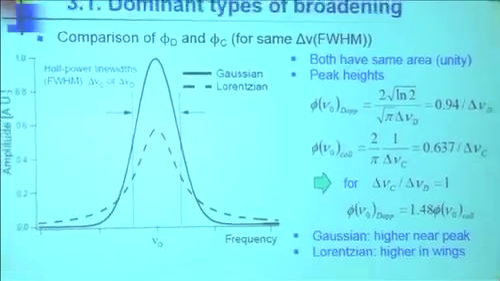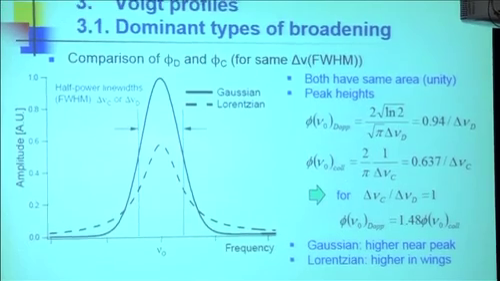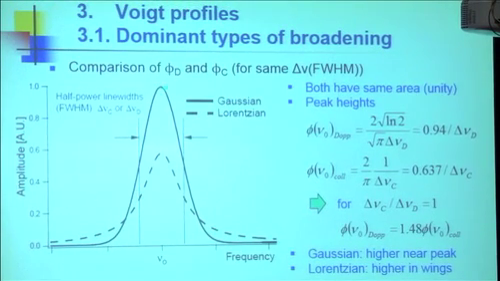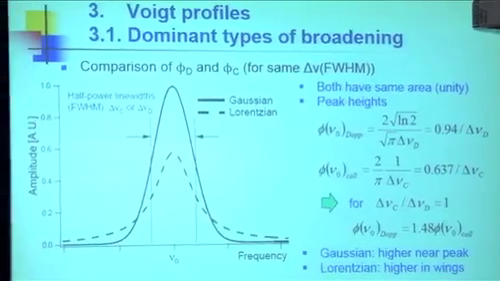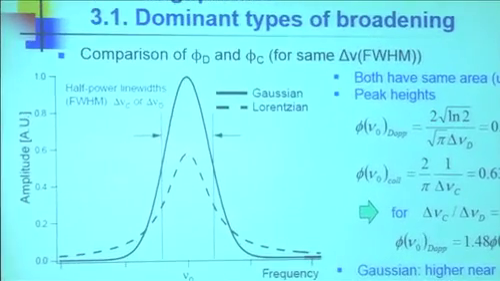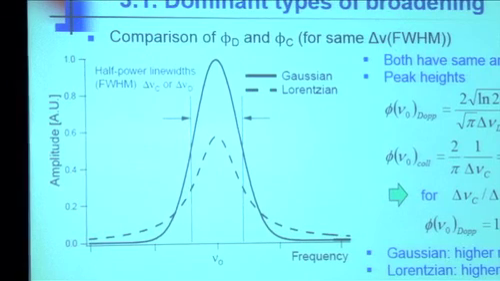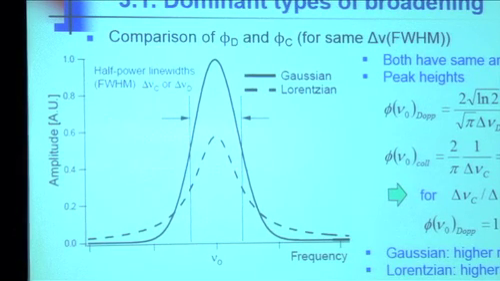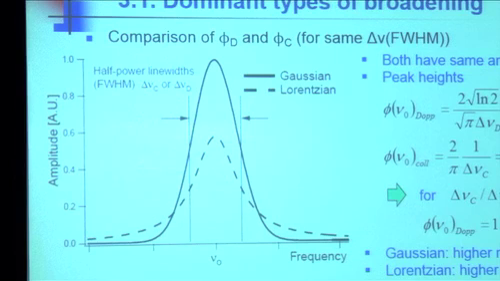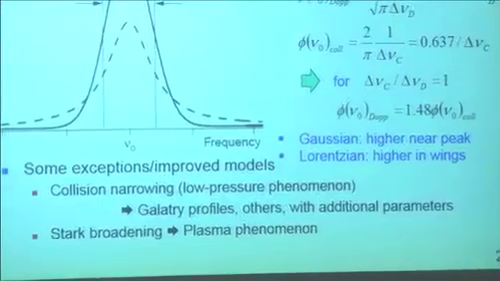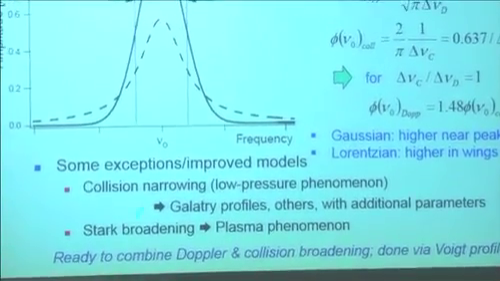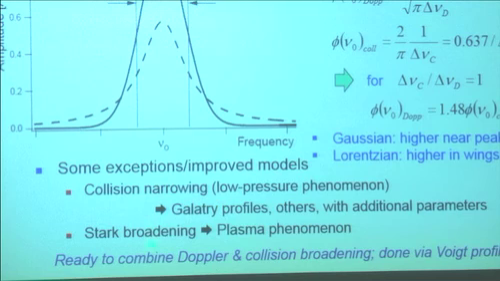Okay, so here's our comparison. Here's a pure Gaussian, here's a pure Lorentzian that both have the same area, 1. So notice that they have the same half width. This is drawn that way. So you can draw them so they have the same width, but they have a completely different shape. I'm not going to tell you about it, but there are some refinements called collision narrowing and galactic profiles and Stark broadening. These are extensions of what I'm going to tell you about.